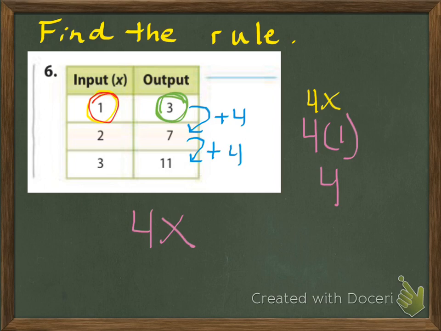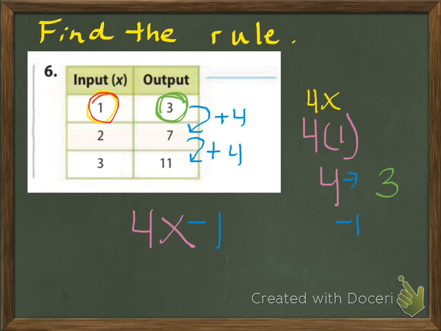See me circle that in green? I'm actually at 3. So how do I get from 4 to 3? Well, to get from 4 to 3, you actually have to subtract 1. So now in your rule, you're going to say 4x minus 1 is the rule.